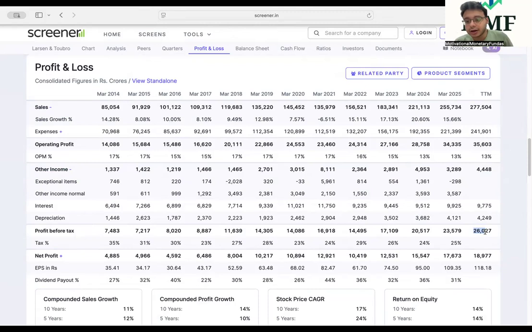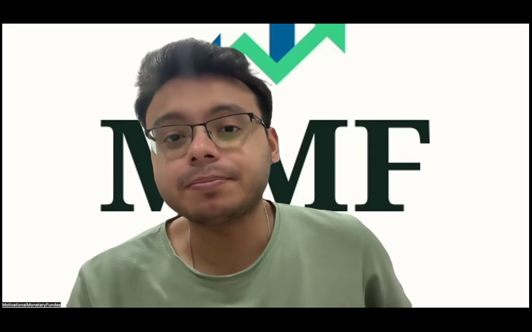So one way to calculate EBITDA from this is what? Profit before tax, 26,027. You add back depreciation because you want to ignore the impact of depreciation, and you subtract the other income because other income is not a part of EBITDA. It's inflating that number. Correct? And that is something that we need to understand ideally.